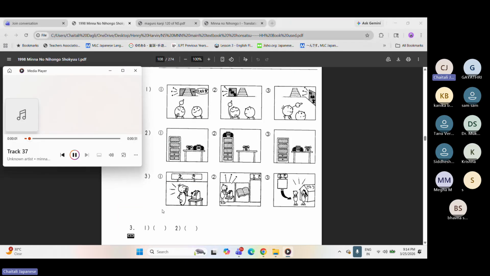2番 1、 すみません。トイレはどこですか あそこに階段が、お手洗いはあの階段の後ろです。2、 What will be the answer for the first one?